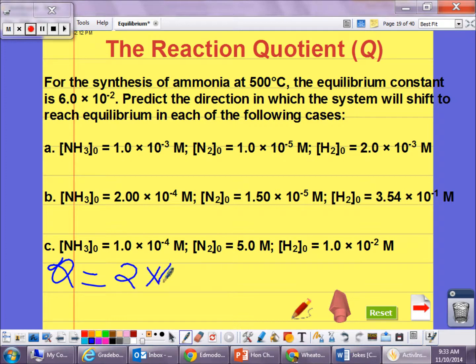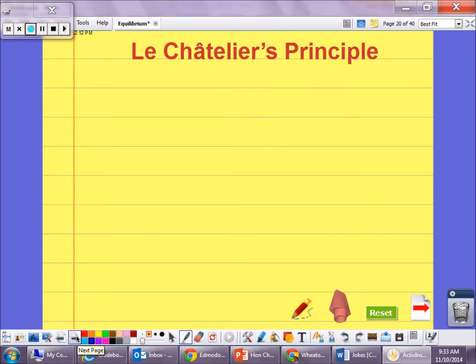Q is 2 times 10 to the negative 3. Is Q greater or less than K? Less than K. This is my K, that's where I want to be, and Q is right here. Therefore, the equation will shift to the product side. Alright, Le Chatelier's principle.